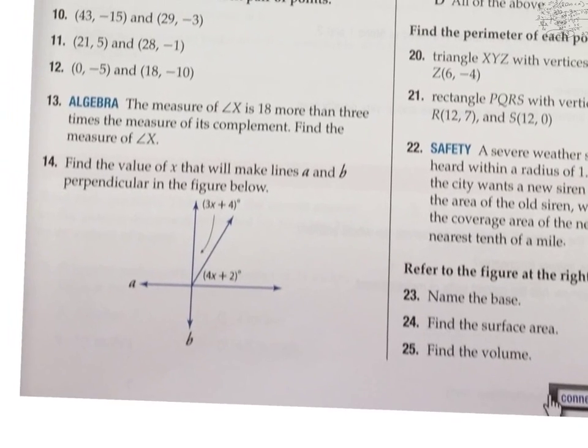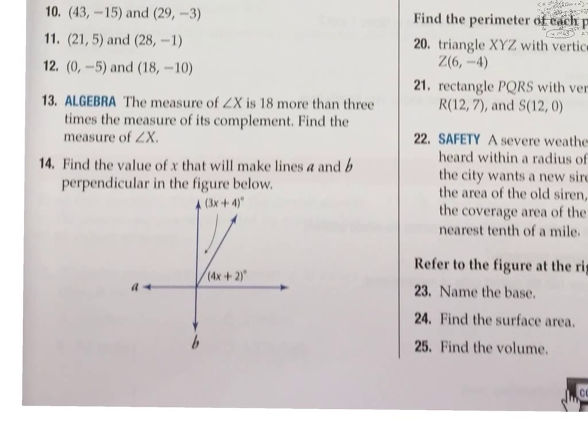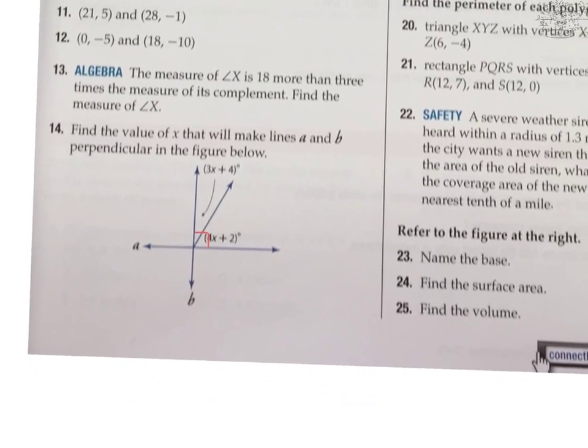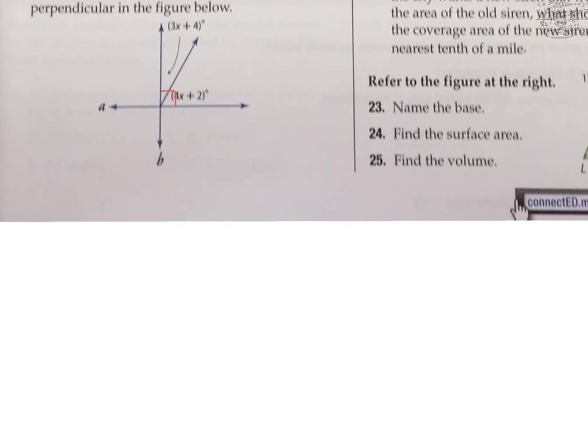Let's make this a little bit bigger and look at number 14. It says, find the value of x that will make lines A and B perpendicular. Well, we know if lines A and B are perpendicular, then this together would have to be a right angle because it would have to form a 90-degree angle, correct? All right, with that being said, let's go ahead and take those two angles, add them together, and set it equal to 90. So 3x plus 4 plus 4x plus 2. If I add both those angles, it should equal 90 degrees.